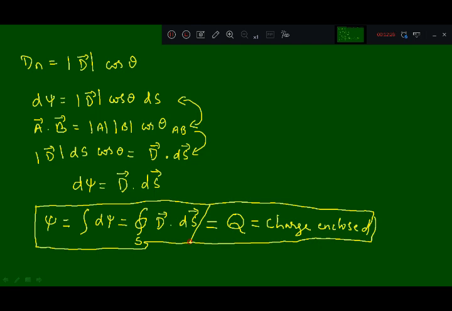We'll continue with some of the other mathematical representations of Gauss law in the next class. So better try to understand this and make the derivation understandable. Okay, thank you.